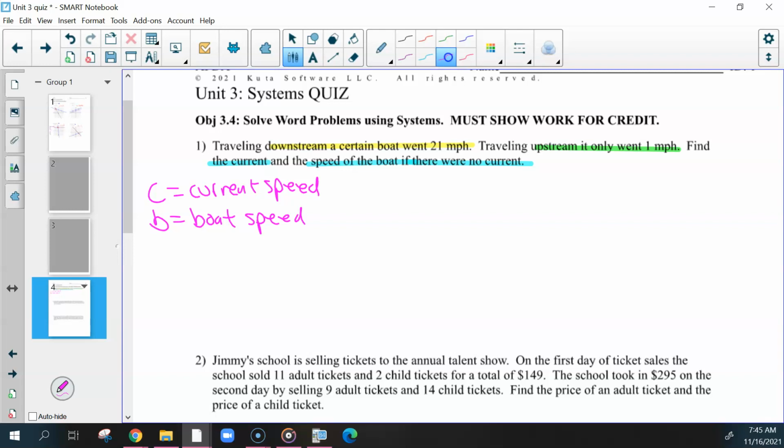So if you just put current, that doesn't tell me what exactly we need to know about the current, so make sure it's specific. And then downstream, the boat's going faster, so these two should be adding together. Upstream, the boat is not being pushed by the current anymore, so the current needs to be subtracted. Notice I said current needs to be subtracted, not the other way around. So if you subtracted the boat speed, that was incorrect.